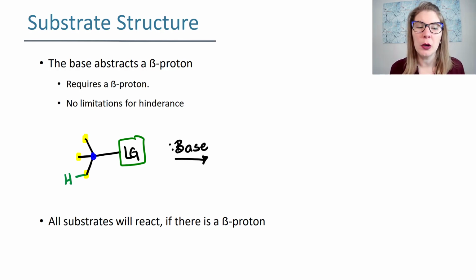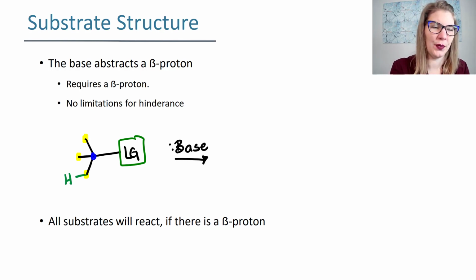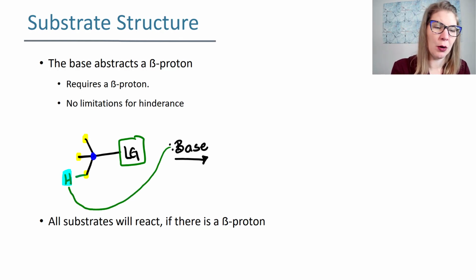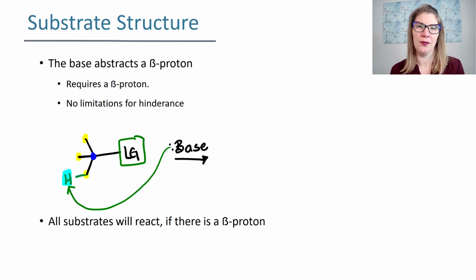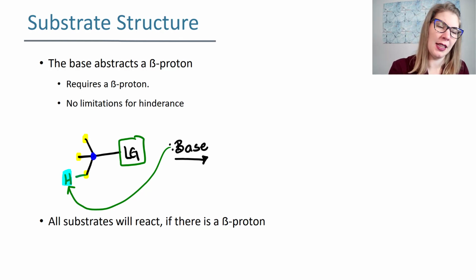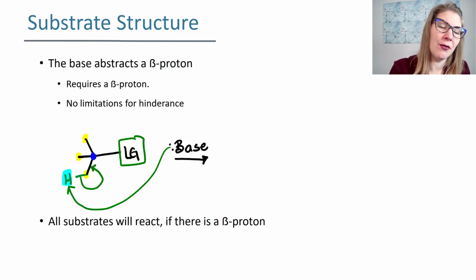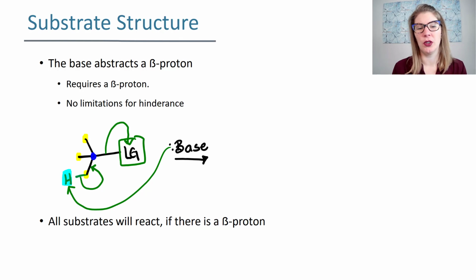All of those beta carbons have protons on them. I've only drawn 1 to make sure it doesn't get too muddy and disorganized in here. So here's my 1 beta proton that I drew. What will happen is your base is going to come in and pull off that beta proton. You need a strong base to make this happen. And the base will pull off that beta proton. These electrons swing around, they create a pi bond, and that forces your leaving group out.